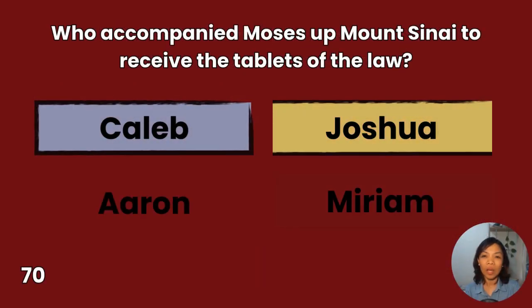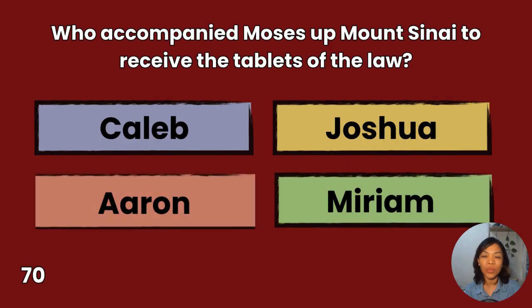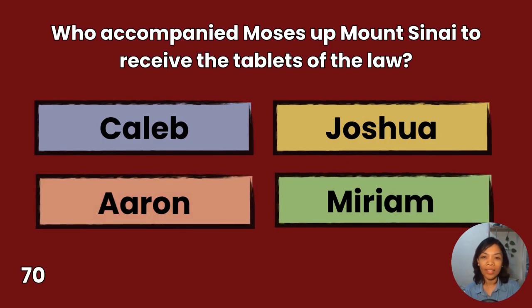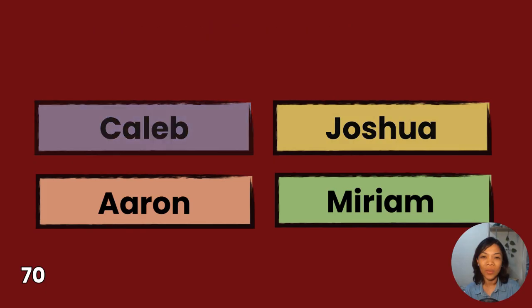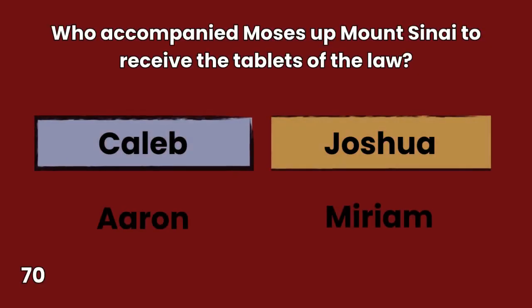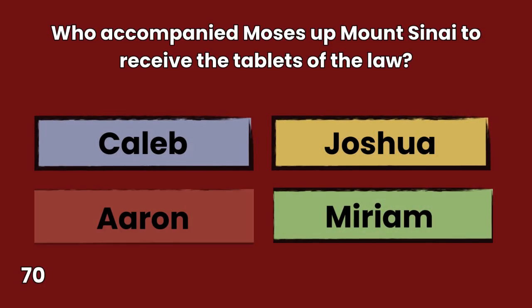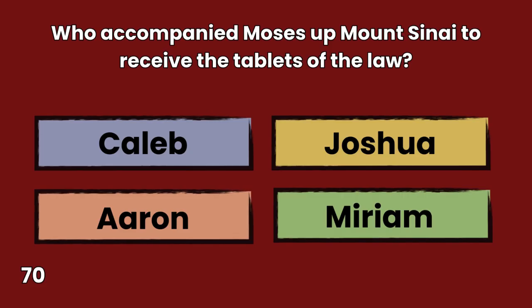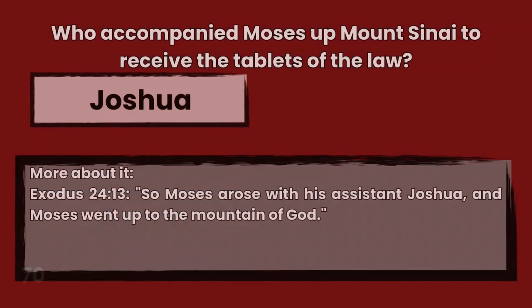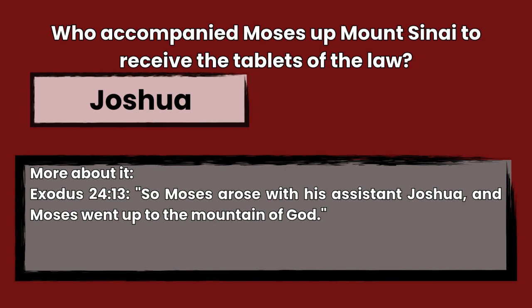70. Who accompanied Moses up Mount Sinai to receive the tablets of the law? Caleb, Aaron, Joshua, Miriam. You have 10 seconds to answer. The answer is Joshua, Exodus 24:13. So Moses arose with his assistant Joshua, and Moses went up to the mountain of God.